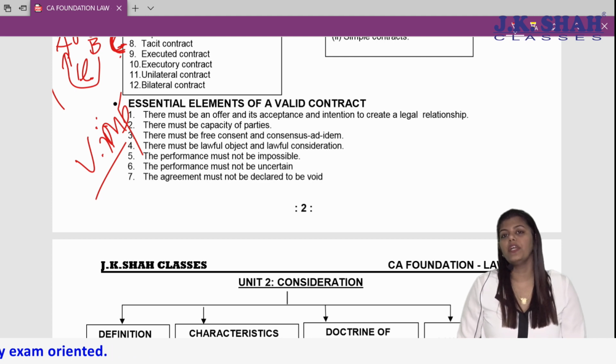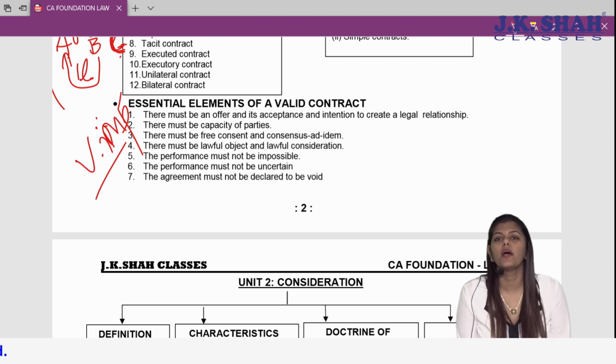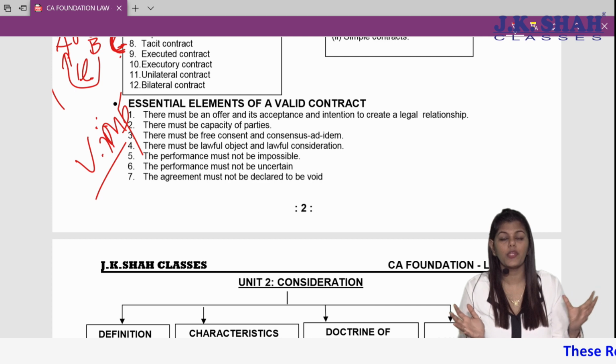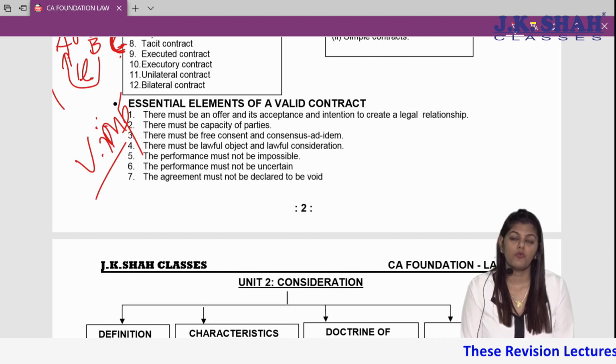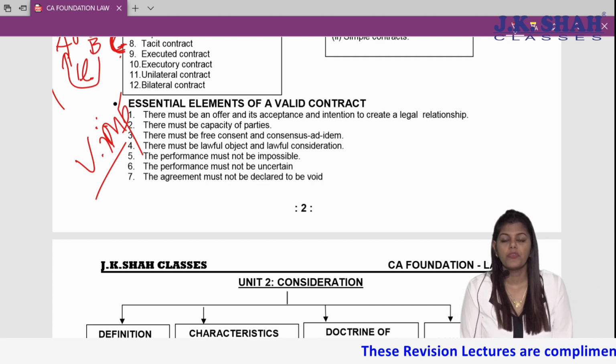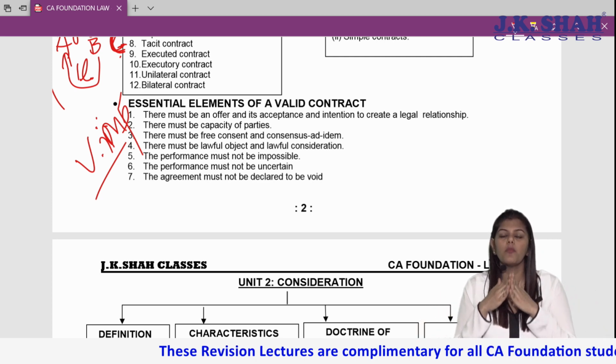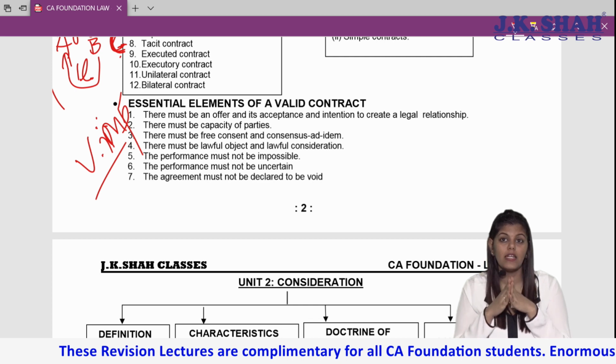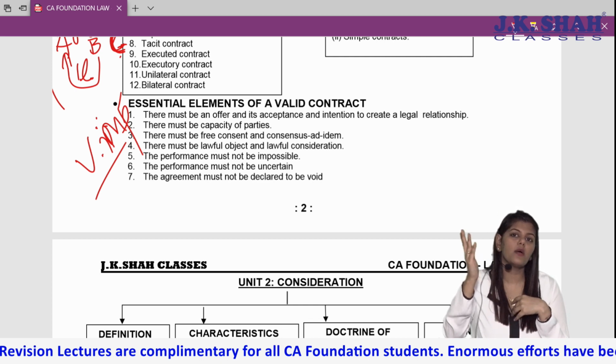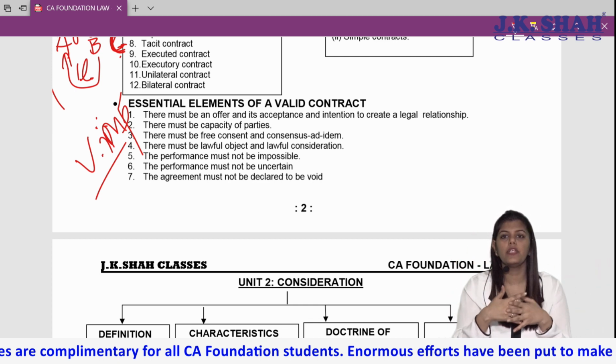Then there should be free consent and consensus ad idem. Free consent means free wish without any force. Yes, more on free consent I will tell you. Consensus ad idem means meeting of minds. Both the parties should think about the subject matter in the same sense. If you think something else and I think something else, it will lead to confusion.